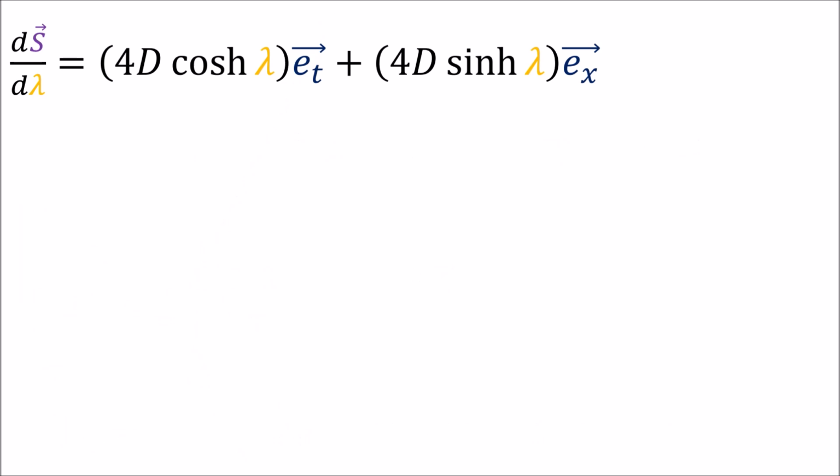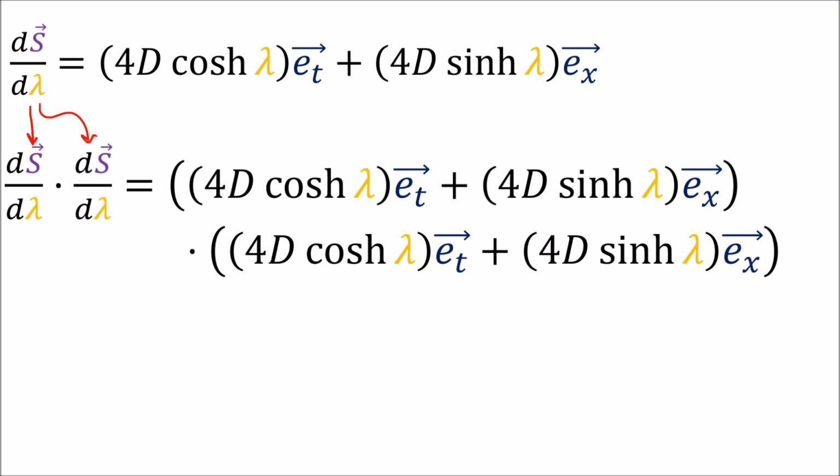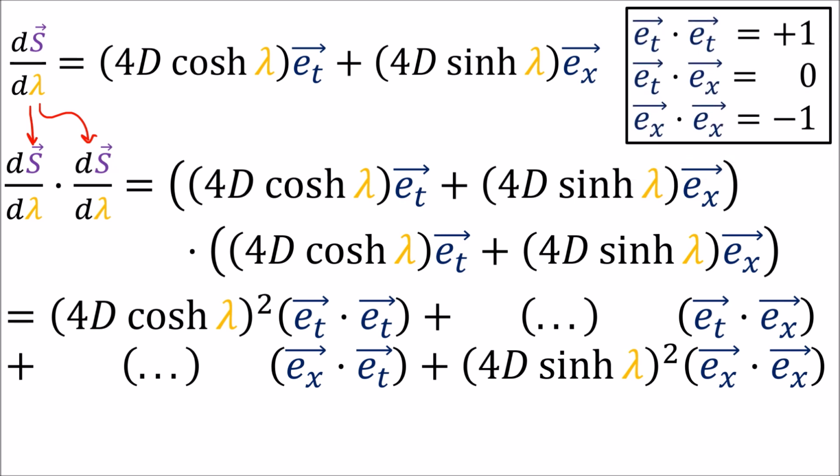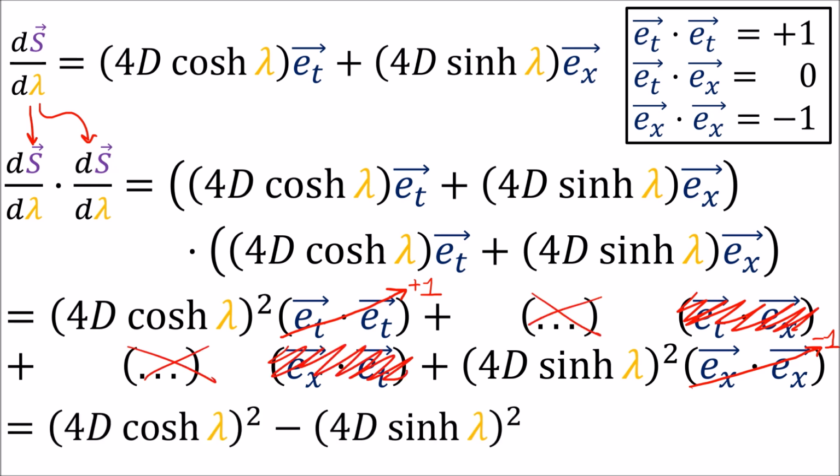If we plug this into ds by d lambda dotted with itself and expand, we get 4 terms. If we recall the Minkowski metric for spacetime basis vectors, e_t dot e_t equals positive 1, e_x dot e_x equals negative 1, and the cross terms go to 0. And using the fundamental hyperbolic trig identity, this simplifies to 4d all squared.